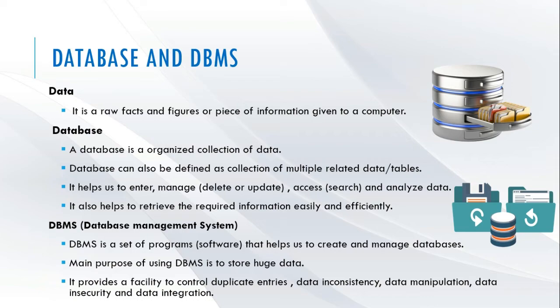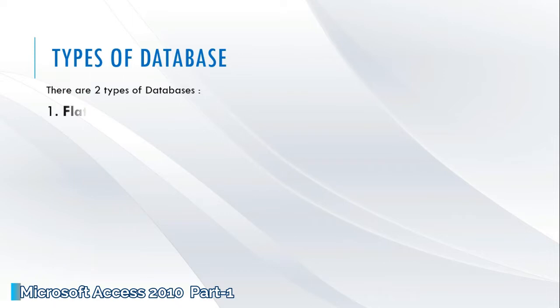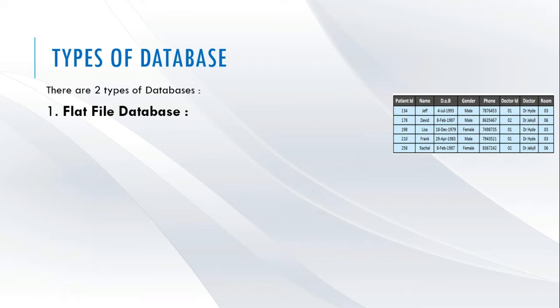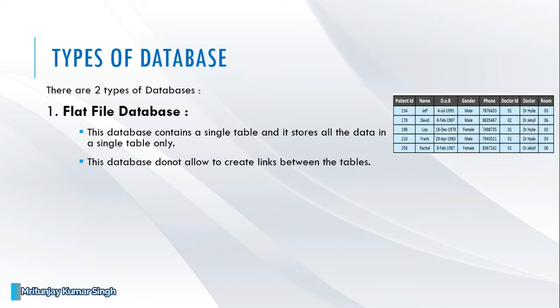Let's begin with the next topic, that is types of database. There are two main categories of database. Number one is flat file database. With the name itself, we can understand, and you can see this picture of a flat file database. And using this picture, we can understand this flat file database contains a single table, and it stores all the data in a single table only. In this database, there is no option to create a link between the table. That means this database do not allow to create a links between the tables.